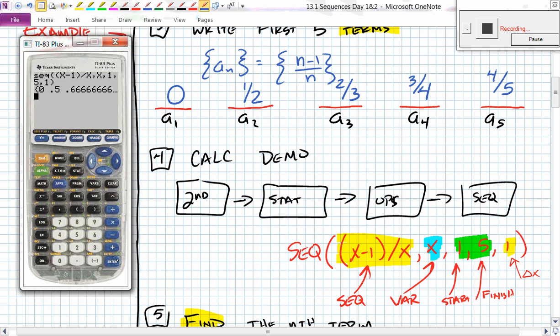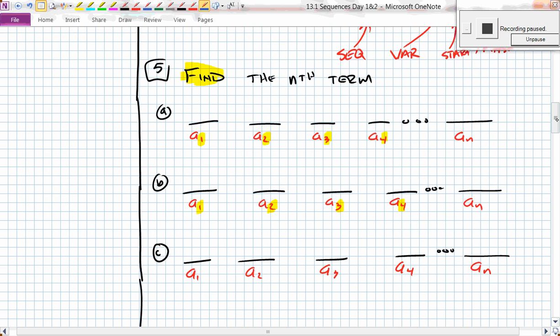Now, when you push enter on your calculator, it gives you an answer, but it's not quite in the right form that we would like. So you can change that into fractions by hitting math, frac, just push enter one time, push it again. Hey, there is the sequence: 0, 1/2, 2/3, 3/4. And if you move your cursor all the way over to the end, you can see 4/5. Pretty simple.